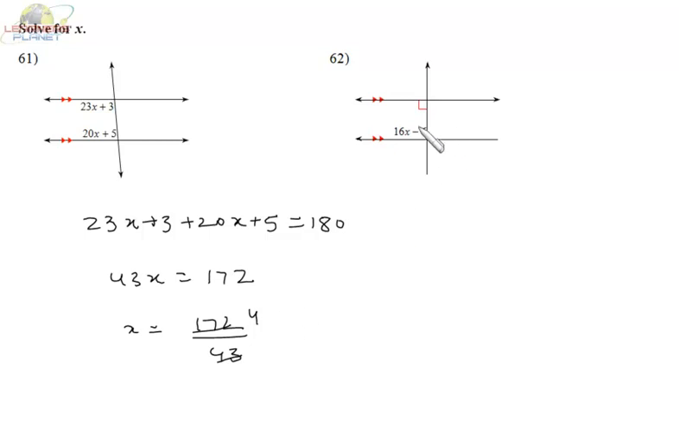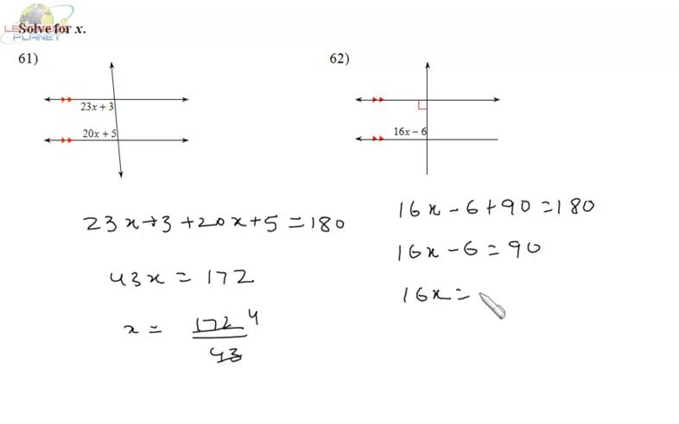Okay. Here in this case, this angle is 90 degree and this is 16x minus 6. Further, both of them are forming interior angles. So their sum must be 180. So 16x minus 6 plus 90 is 180. Or 16x minus 6 is 90. Or 16x is 96. So x will be 6. Clear?